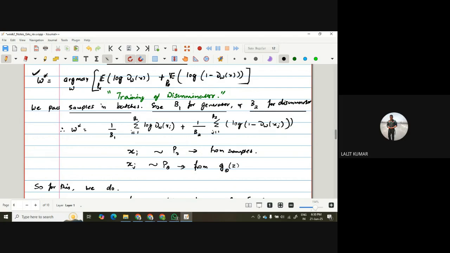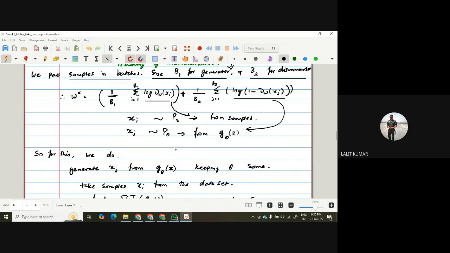So your W star will become the expected value over Px of x of log dw xi, summation over b1, taking the average of 1 by b1. And the second part becomes 1 by b2 summation of log 1 minus dw xj. So this xi is coming from the samples, and xj is coming from g theta of z. This is understood?